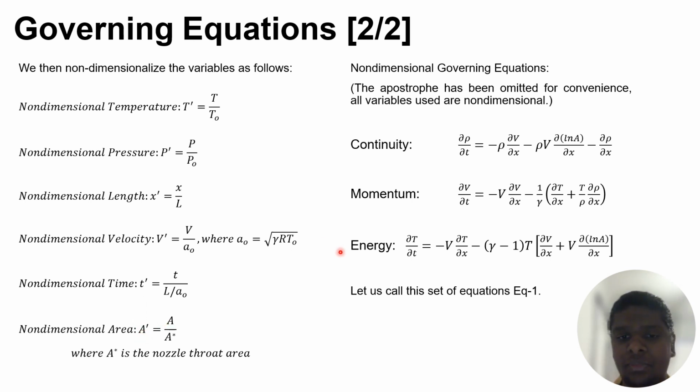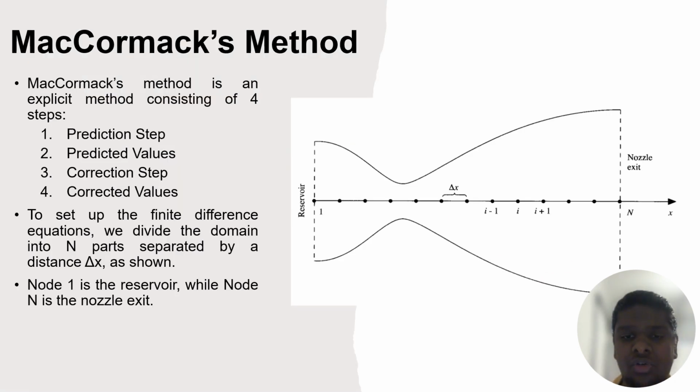So we substitute all the non-dimensional terms into the continuity, momentum, and energy equations, and we arrive at the continuity, momentum, and energy equations in the non-dimensional form. And let us call this set of equations equation set 1. And so to find the finite difference equations, we'll be using McCormack's method, which is a set of four steps, which include the prediction step, the predicted values, the correction step, and the corrected values.